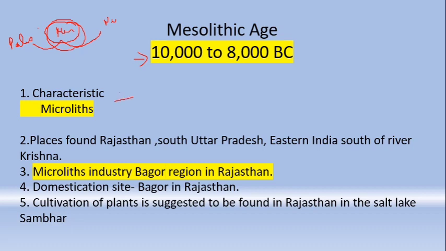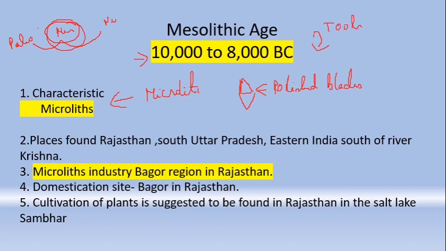We have here the microliths. Okay, microliths, that means small pointed blades, which we also call blades. Here we can see some modernization, some development in their tools, in their tools in use. Okay, this is called microliths.